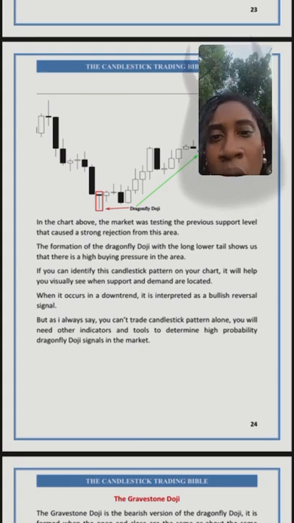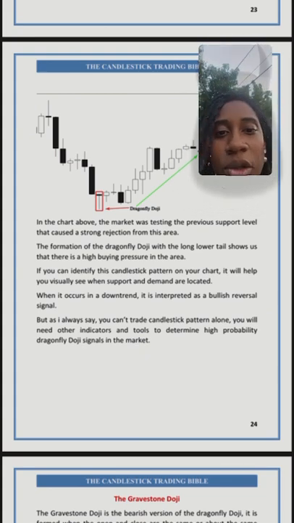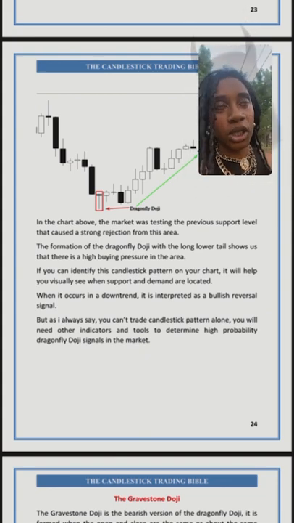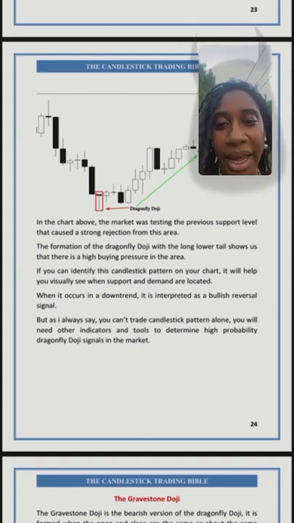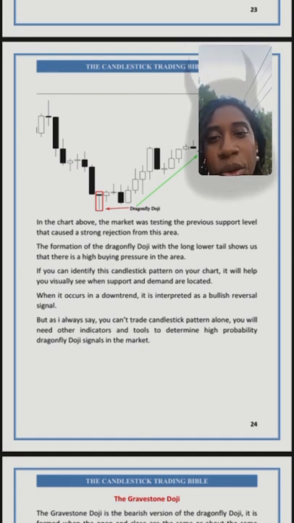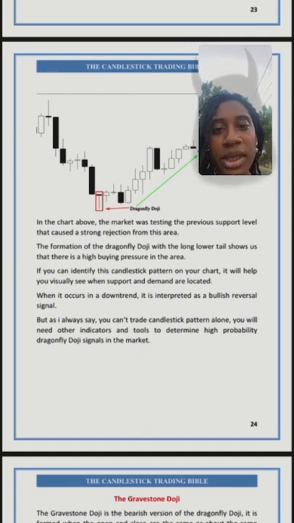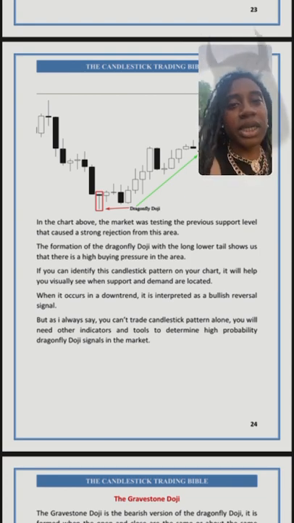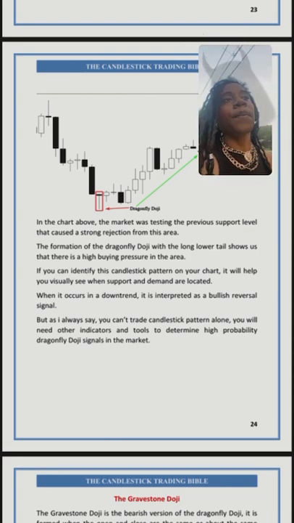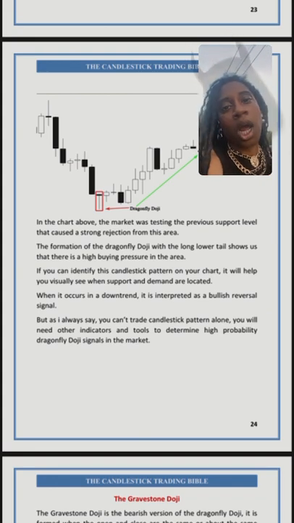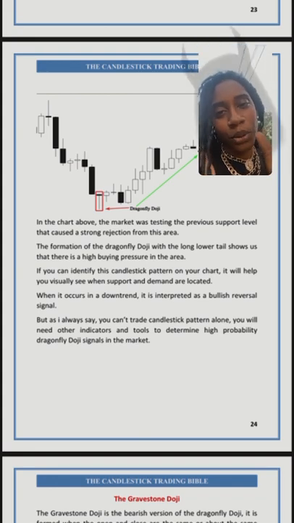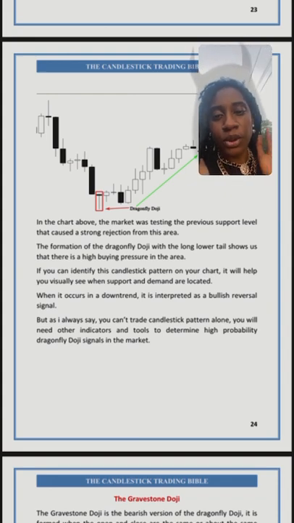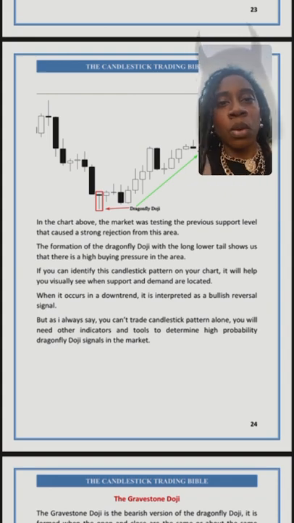Okay, when it occurs in a downtrend, basically the market is about to reverse and go up, right? So you want to go in for a buy. As I always say, you can't trade on candlestick patterns alone, so you need to use some other indicators such as Bollinger Bands, RSI, boring stuff like that. Right, you need to put them on too to help you know what's going on with the market.